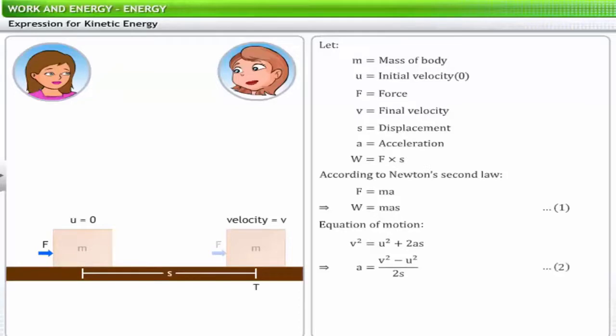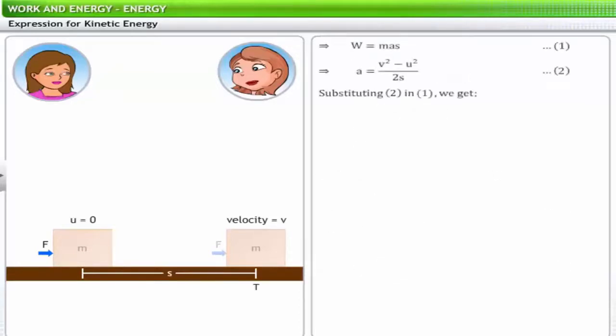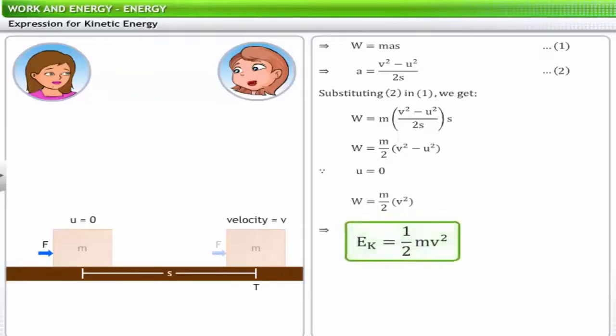Let this be equation 2. Substituting equation 2 in equation 1, we get the work done as half of mass m multiplied by the difference of v square and u square. As the final velocity v of the body is greater than its initial velocity u, the work done is equal to the change in its kinetic energy. However, the initial velocity of the body is 0. Therefore, we get kinetic energy as half the product of mass and velocity squared.